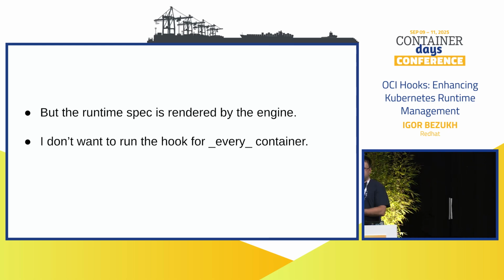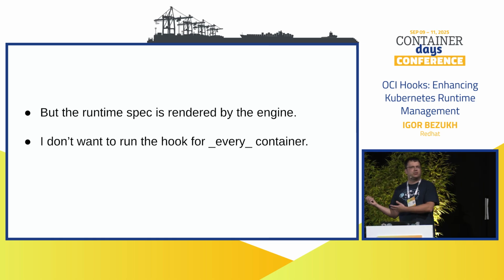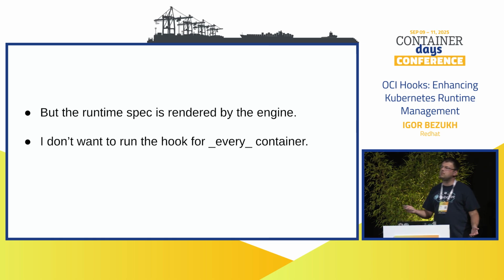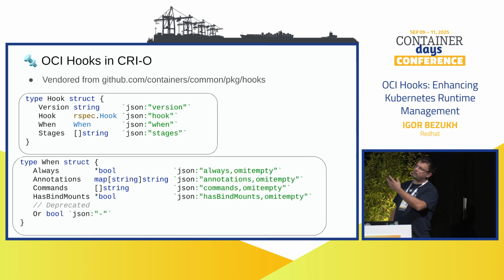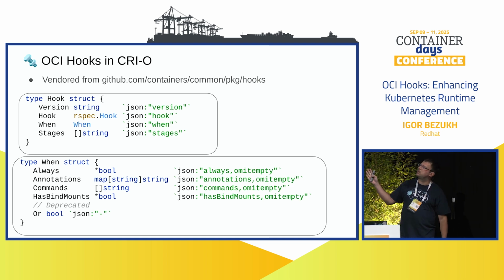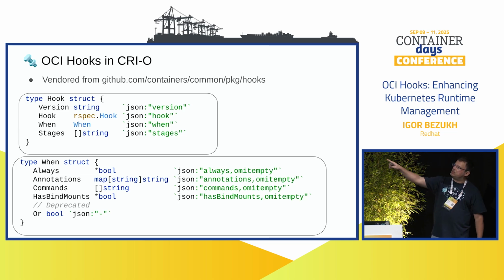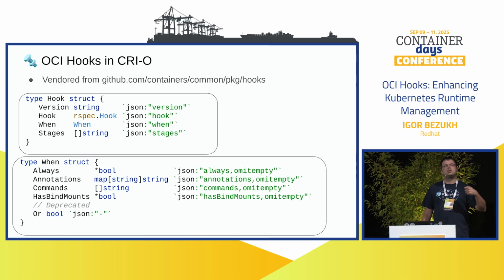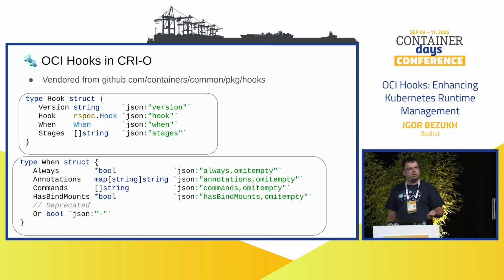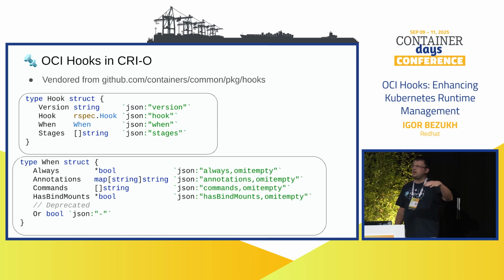Yeah, but the runtime spec is rendered by the engine. So the engine has to support it. And what if you don't want that hook to run for every container in your cluster? So what you can do is go for the container engine implementation. And here I show you the implementation of CRI-O, how it treats hooks. The most important part is the when in the hook. In the hook struct, you can specify under which circumstances you want the engine to react and to inject the hook to the spec. These annotations come from the upper layers, from the CRI API and from kubelet.